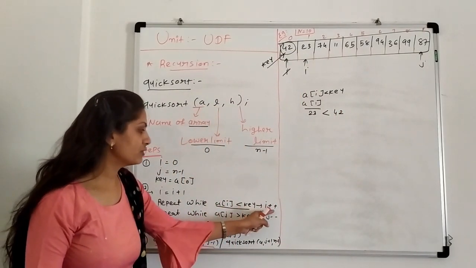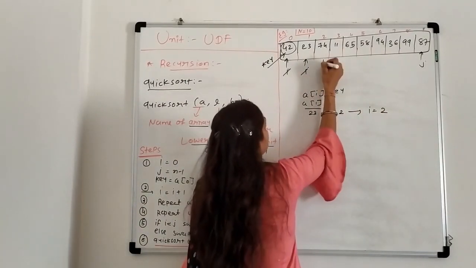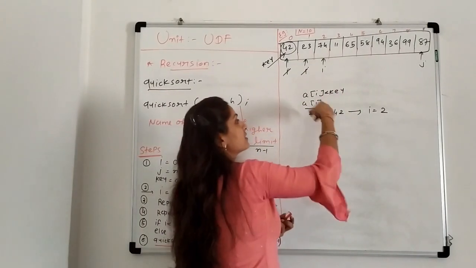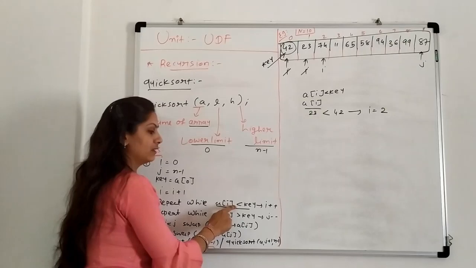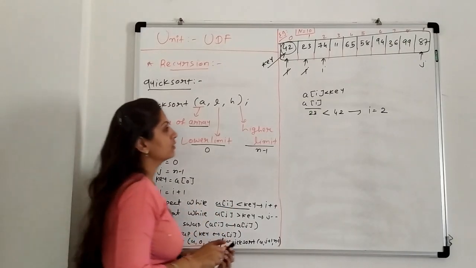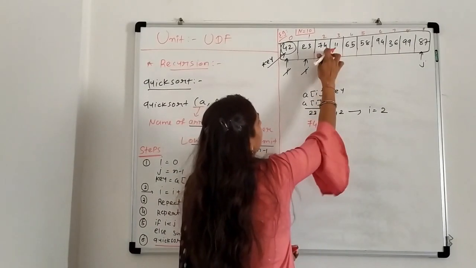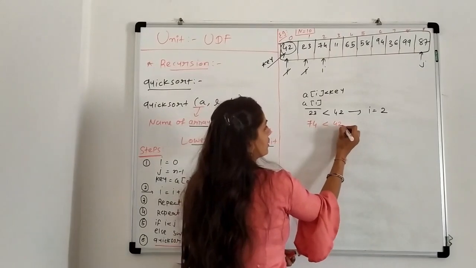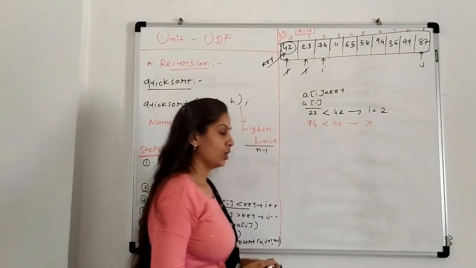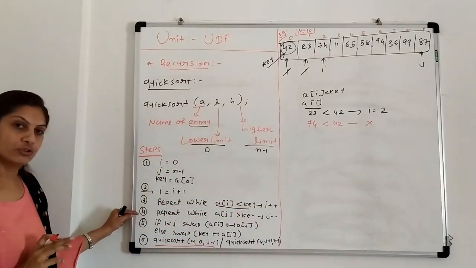If the condition is true, then i is incremented. So i becomes 2. This process continues while a of i is less than key, because this is a while loop. Again check a of 2. Is 74 less than 42? Is this condition true? No, it is false. Now stop and go on to the fourth step.